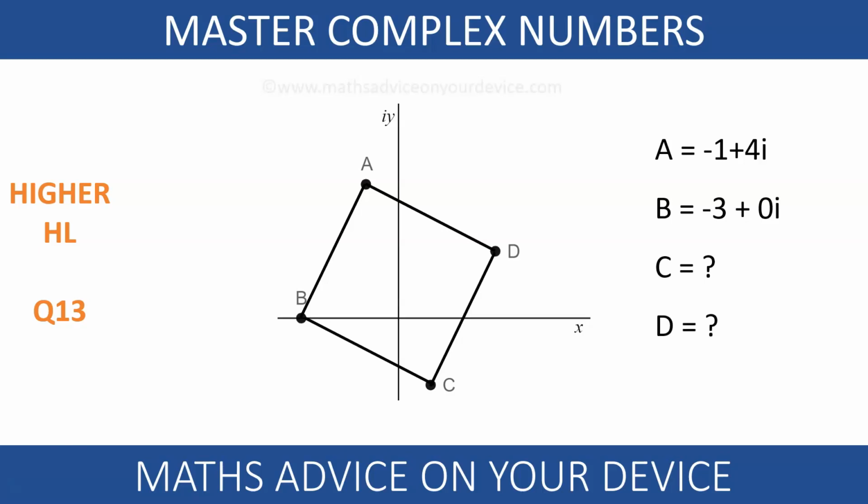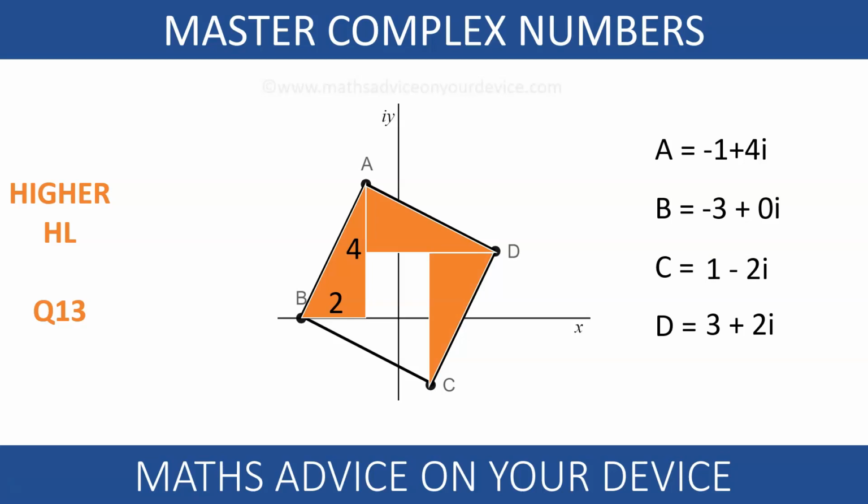We can solve this in many ways, but perhaps the easiest one is to rotate this right angle triangle with sides 2 and 4. D, the complex number 2 down and 4 across from A, is 3 plus 2i, and C, the complex number 2 left and 4 down from D, is 1 minus 2i.